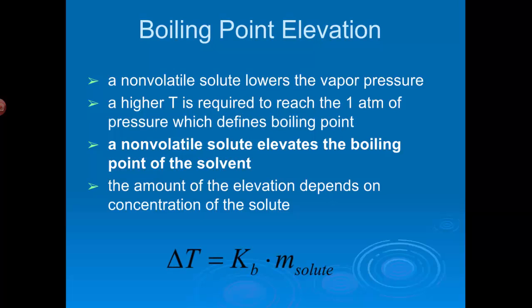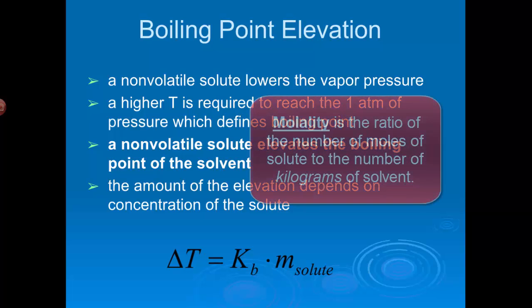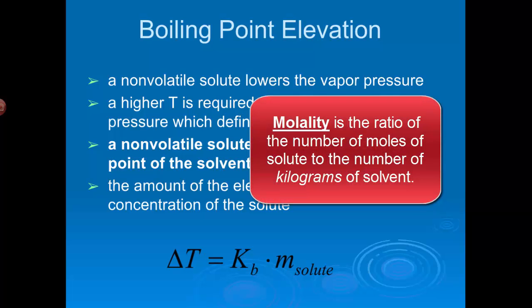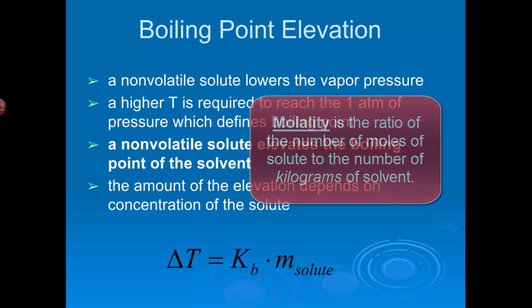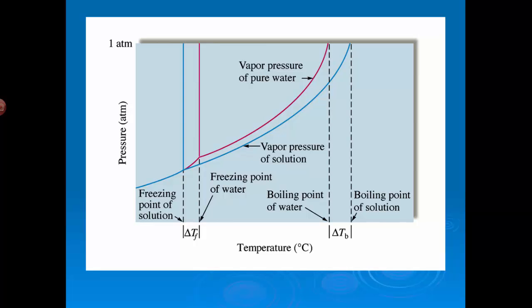Okay? It's determined by this particular equation, delta T, meaning the change in temperature from what it should be to what it now is, equal to Kb, which is the boiling point elevation constant, times the molality of the solute. Okay? Molality will be discussed in just a minute. So here's a little graphic showing you what this might look like. We see something similar happening with freezing point that we'll talk about in just a second.